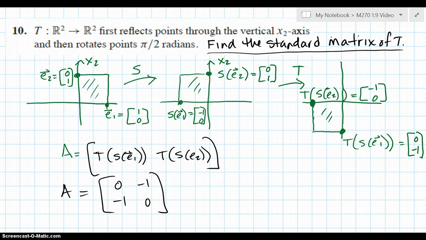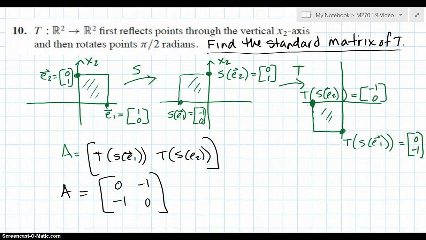So when you do more than one thing, notice how you almost didn't even need this at all, right? You just really care, where does this end up? And again, we reflected it, did nothing, and then we rotated it, so it ends up there. Where does this end up? We reflected it, and then rotated it, so it ended up there. It's the end result for each original E1 and E2.